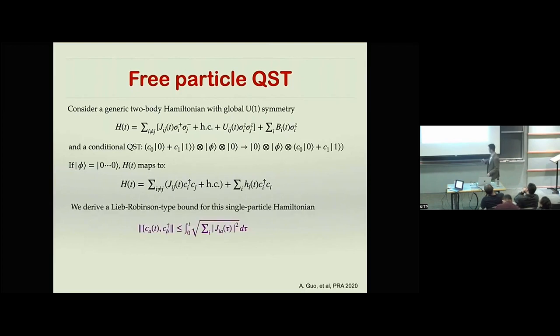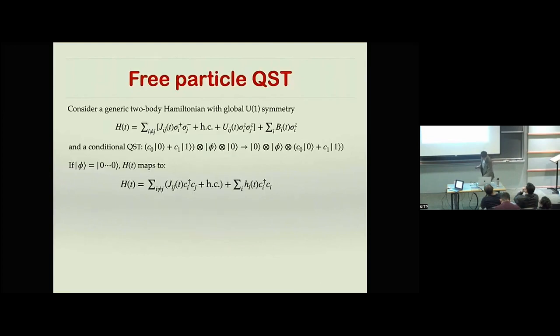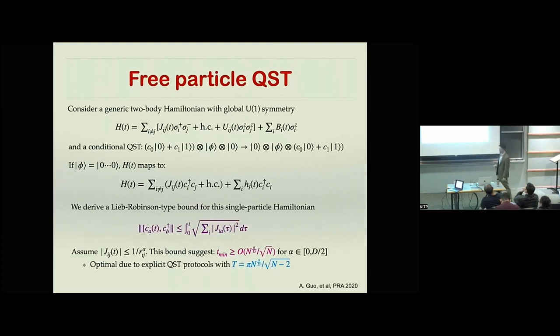So it's really a single particle Hamiltonian. And for this case, it's relatively simple to derive a bound that is also a Lieb-Robinson type bound, which has this form. If we plug in the interaction strength decaying as a power law, we can get a speed that depends on the number of particles n here, especially for alpha equals 0. N is the only relevant number because the distance between any two particles is 1. This is actually optimal because we found explicit protocols that have the same scaling. But the prefactors are not tight. It's off by at least a factor of pi.